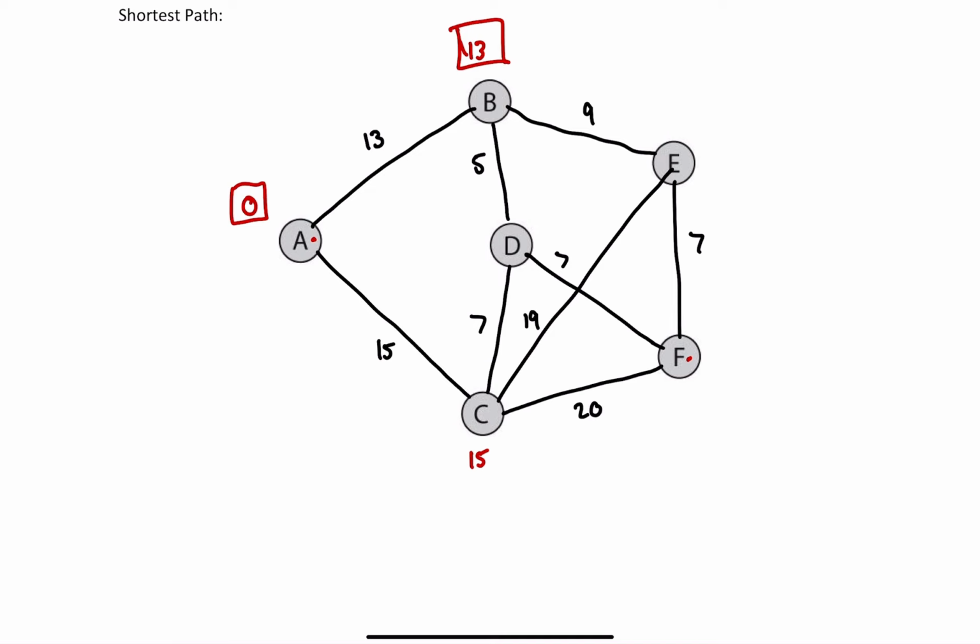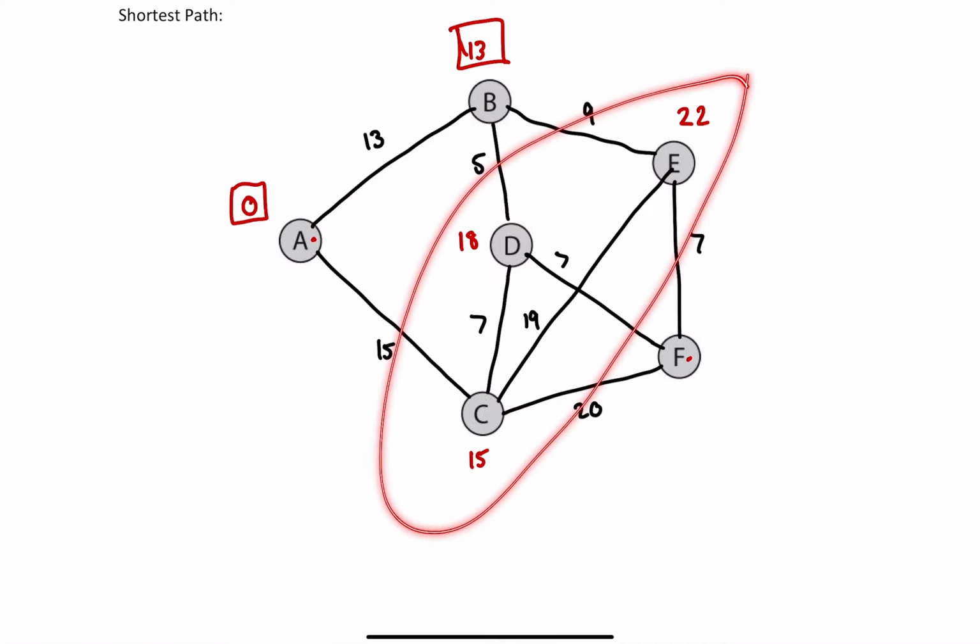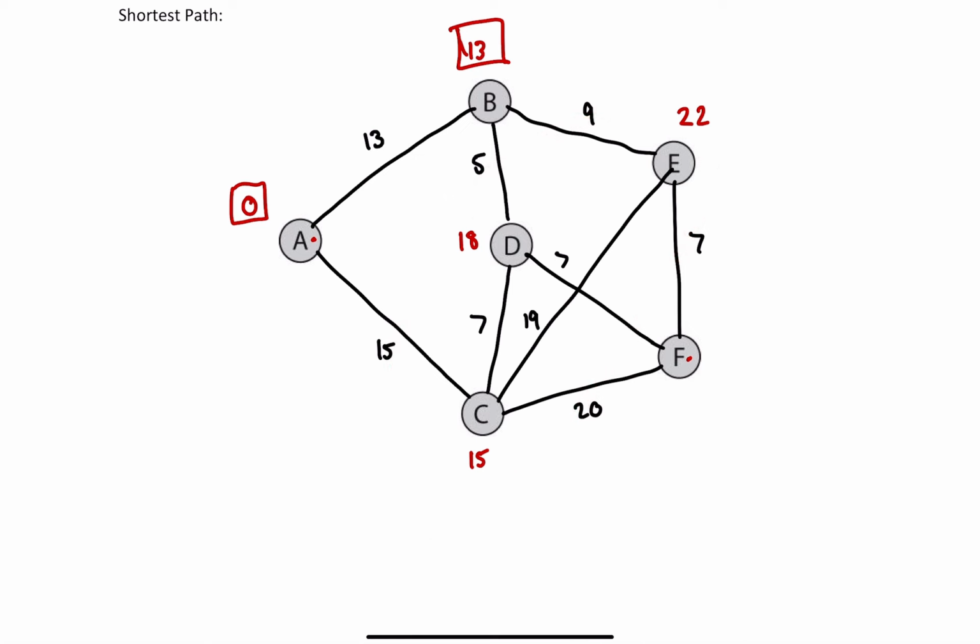From B, I can either go to D, which adds 5 onto 13, which is 18. Or I can go from B to E, which adds 9 onto 13, which is 22. Okay, and I've gone to all the locations I can from B now. Looking at the diagram again, I'm going to choose the smallest of those three, which is 15 at C.